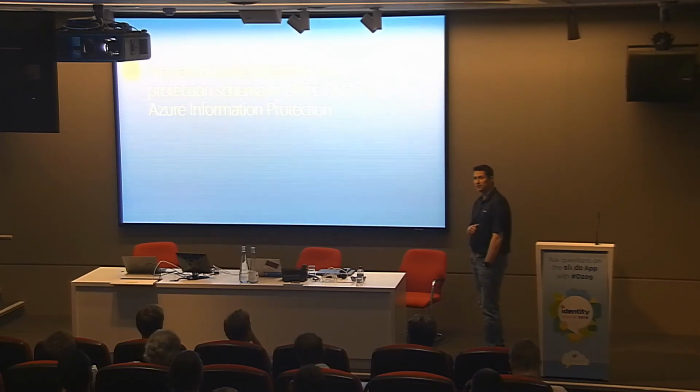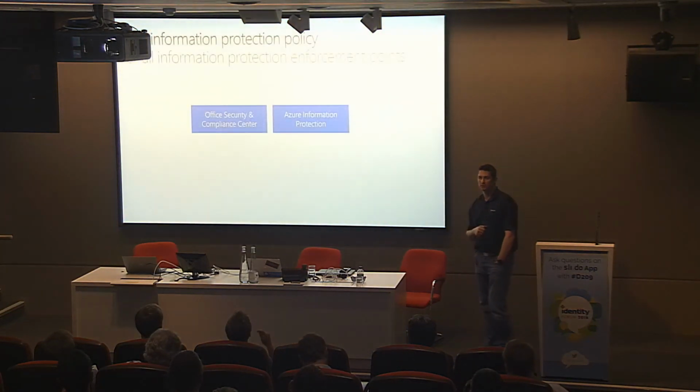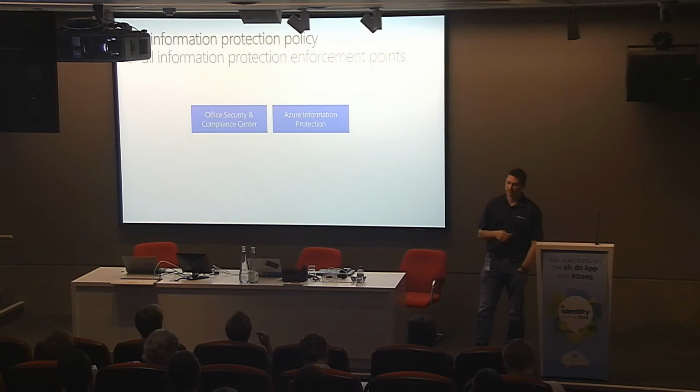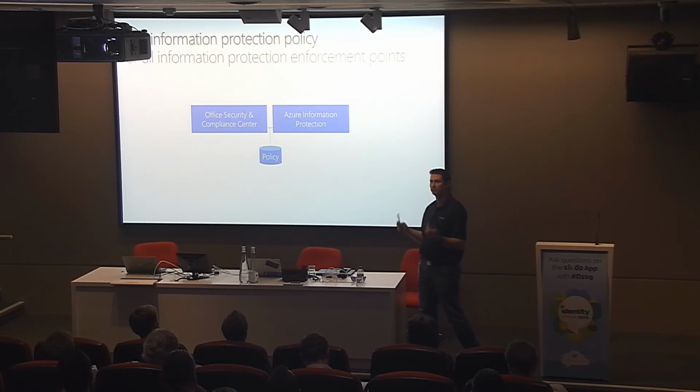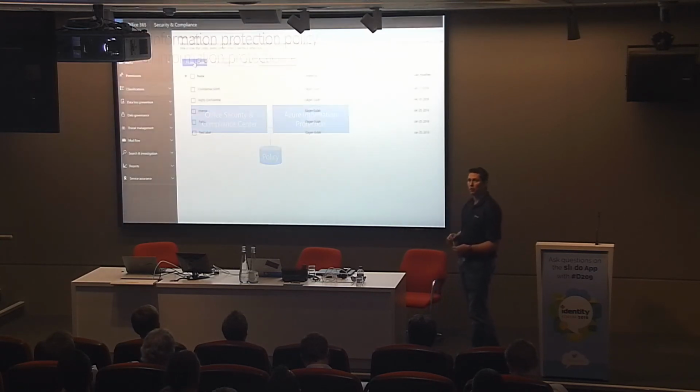So unification. This is really around the fact we've got Security and Compliance Center, and we've got Azure Information Protection. The first thing we'll do is make them use the same back-end policy engine, so that whether you create your labels in Security and Compliance Center and then go look in the AIP portal, you will see the same labels. And we're already starting to look at what this means going forward.